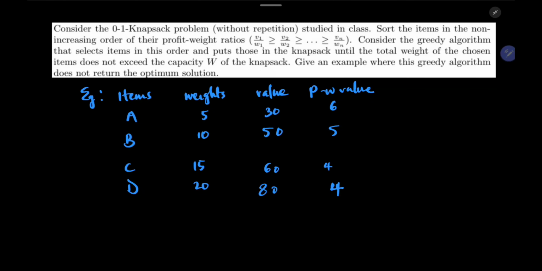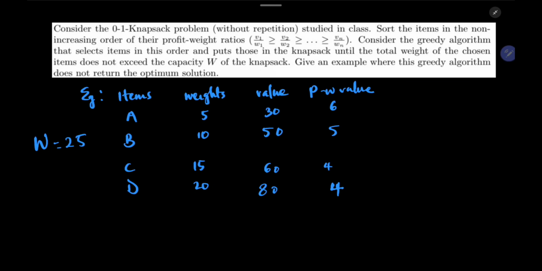And let's also say that the knapsack has capacity 25. So here, our greedy will choose items with weights 5 and 10. That's items A and B. Remember, we already sorted our items in order of profit weight ratio. So if we were to use the greedy algorithm, it would just grab items A and B. That's items with weights 5 and 10. And when you add this, it gives 15.